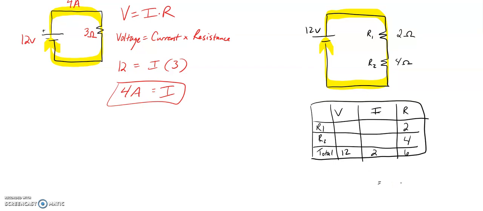That means if we were to label our highlighter, we've got 2 amps of current going through each resistor. Now, since that's total current, we have to have 2 amps going through R2 and R1. So this is all the same 2 amps.